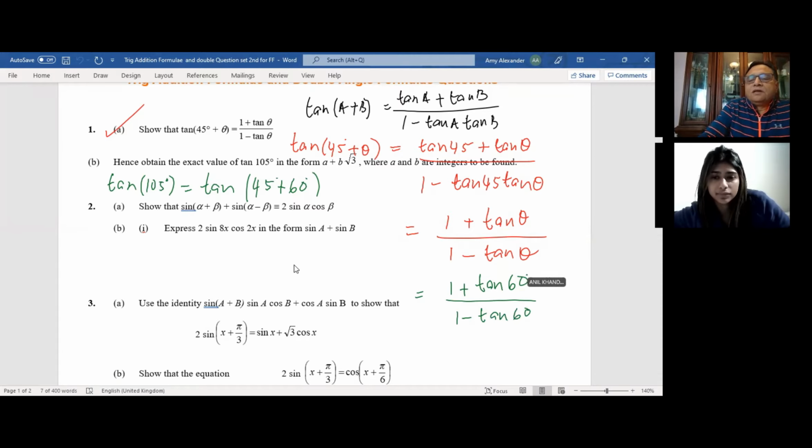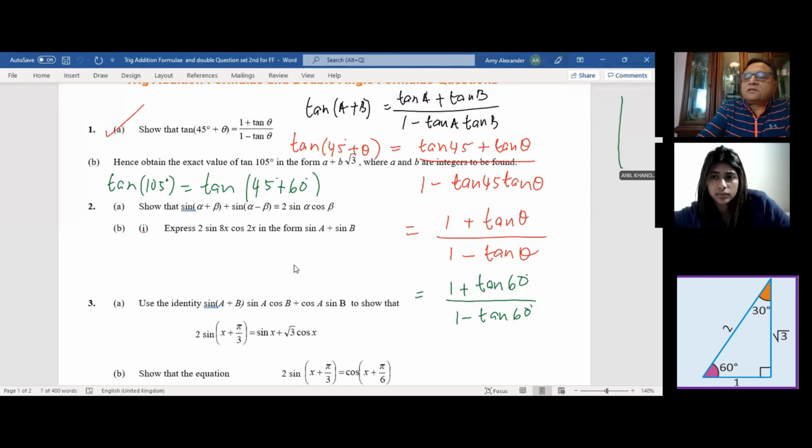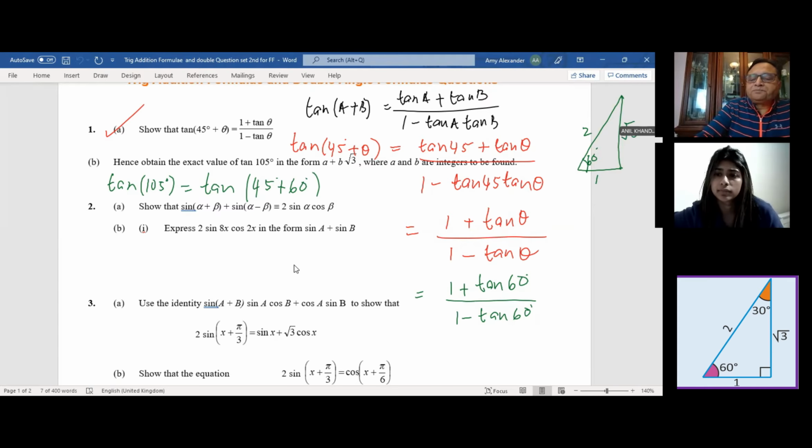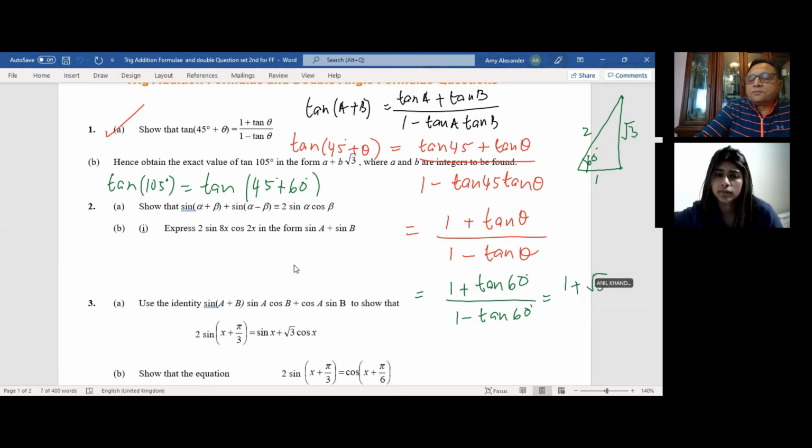Yeah. Now to find the value of tan of 60, you just draw that special triangle. You know this is 60 degrees. The sides of the triangle are 1, 2, and square root 3, correct? Tan of 60 is square root 3, right? So I can write this as 1 plus square root 3 over 1 minus square root 3. And now we have to write it in the form a plus b square root 3, right? That means we need to rationalize it, correct? Yeah. So let us rationalize this.